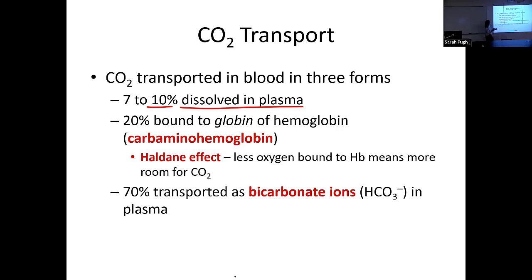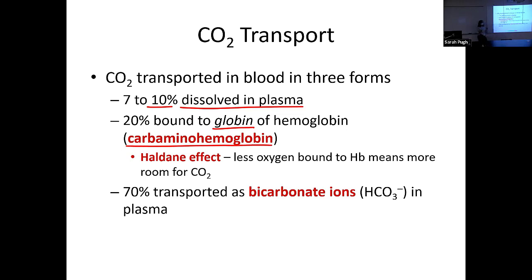20% of CO2 is bound to the globin of your hemoglobin. Okay, so a little bit of CO2 can actually bind to hemoglobin. This typically happens in the tissues. When hemoglobin has already released oxygen, now it's free and open and it can carry some of that CO2, that waste. So this is usually happening down in the tissues. When carbon dioxide binds to the globin of hemoglobin, we call it carbaminohemoglobin.